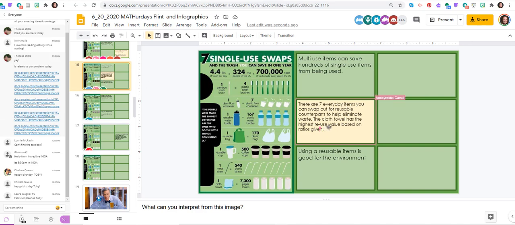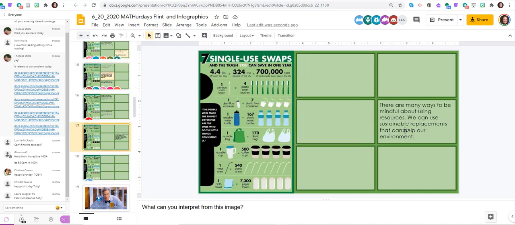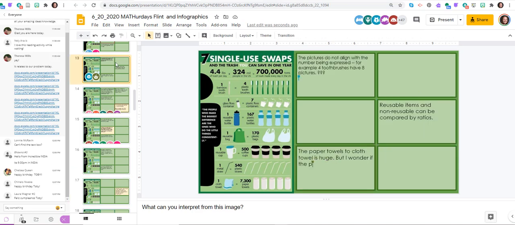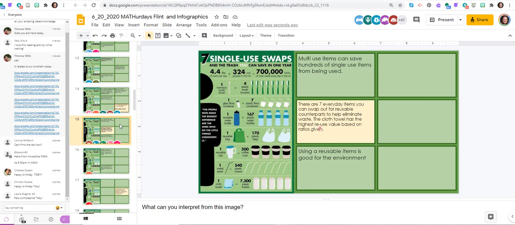Indeed. Wonderful. And then on slide 15, I have highlighted your box in yellow. Tell us a little bit more about what you noticed. Hi. So yeah, I saw that there are 7 items here that were highlighted. And for the very last item, the cloth towel, it seems like it has the highest reuse value because there is the biggest quantity. So one cloth towel is equivalent to 7,300 paper towels, whereas the other ratios have smaller quantities, I guess, in comparison.